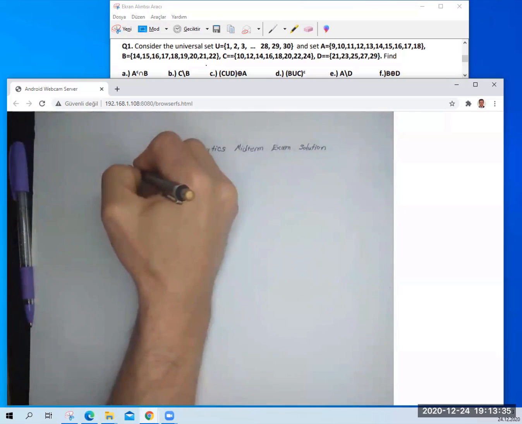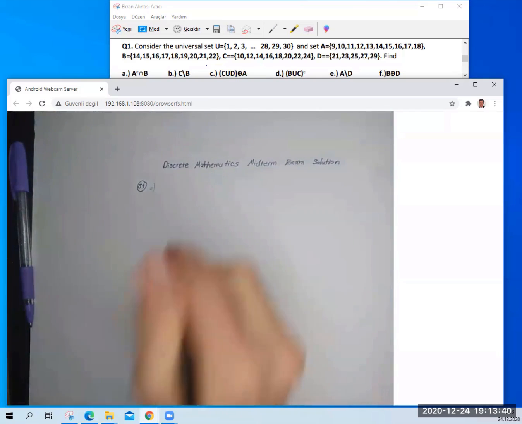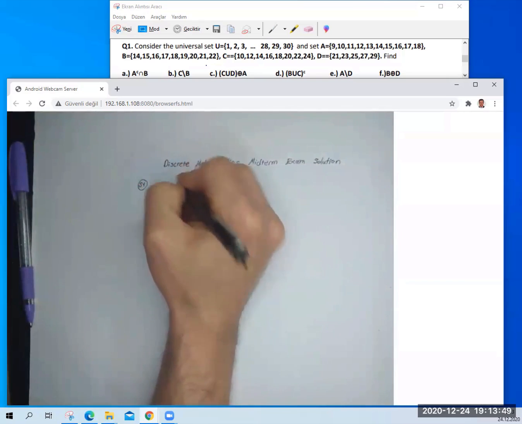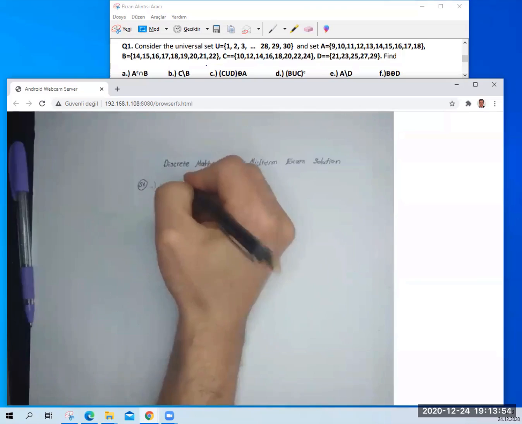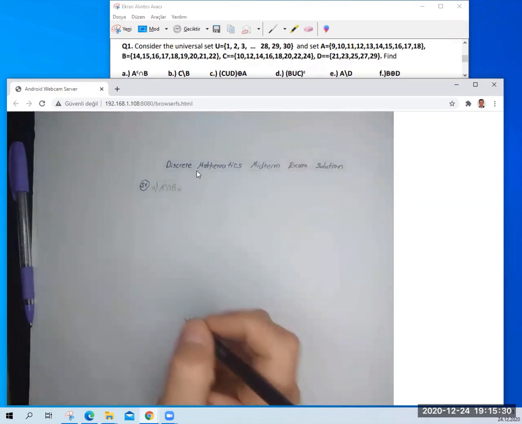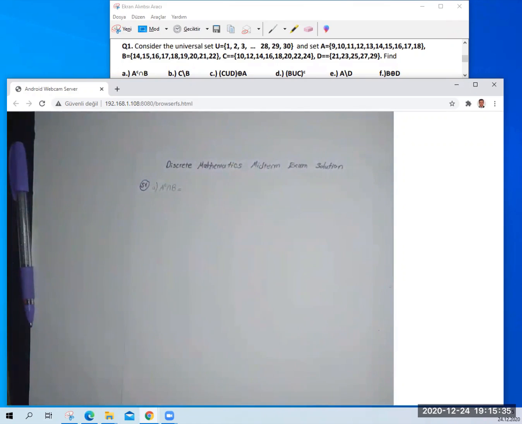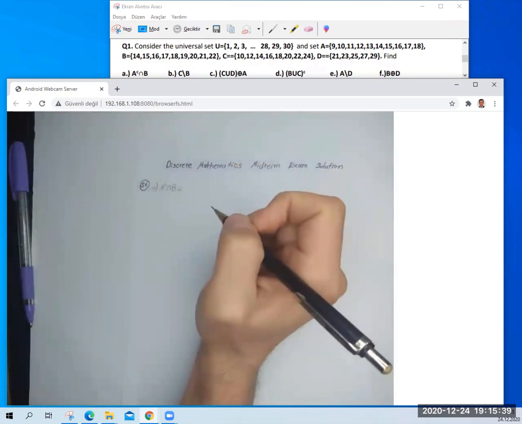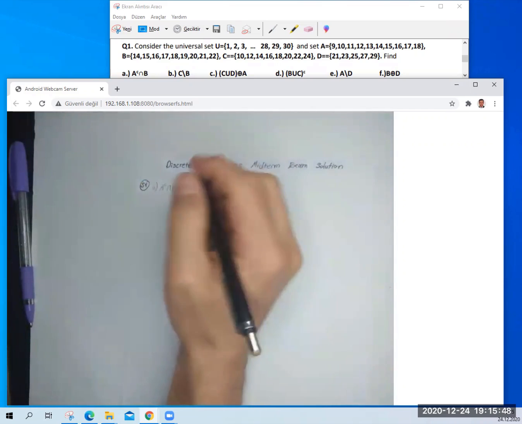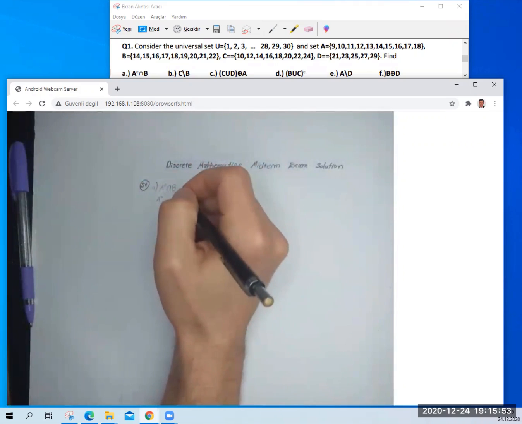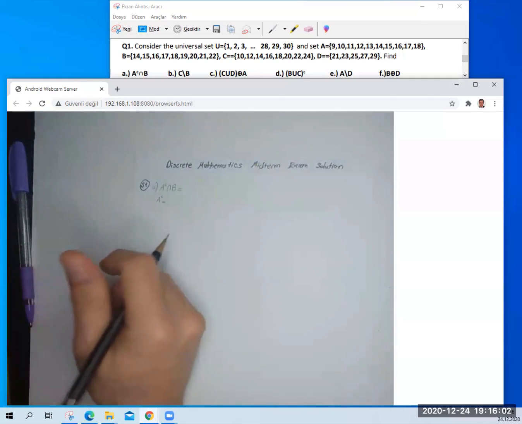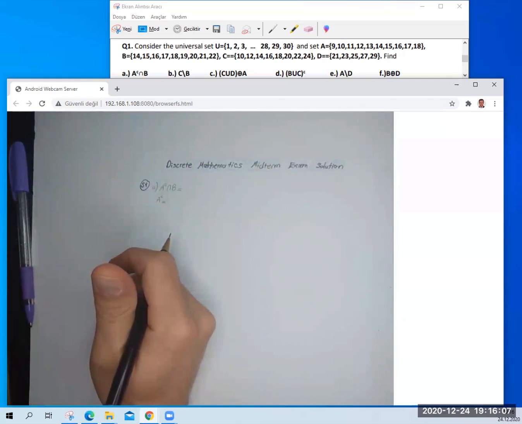So the first one, case A, is A complement intersect B. To solve that one, we need to know A complement, then we will look for the intersection between A complement and B. So let's find the A complement. We are looking for what the members of the set A are: 9, 10, 11, 12, 13, 14, 15, 16, 17 and 18.